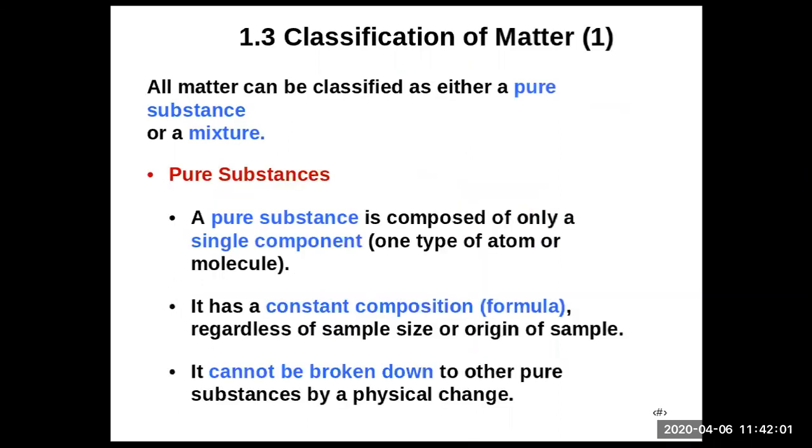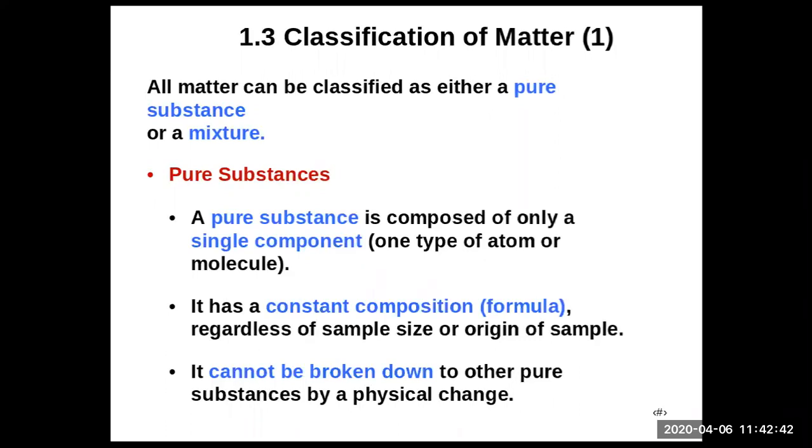So, classification of matter. All matter can be classified as either a pure substance or a mixture. So let's look at pure substances first. A pure substance is composed of only a single component, so one type of atom or one type of molecule. And when you're talking about a pure substance, it's always that same type of atom or that same molecule. So you can give it a formula. It has a constant composition, and this is represented by formulas.